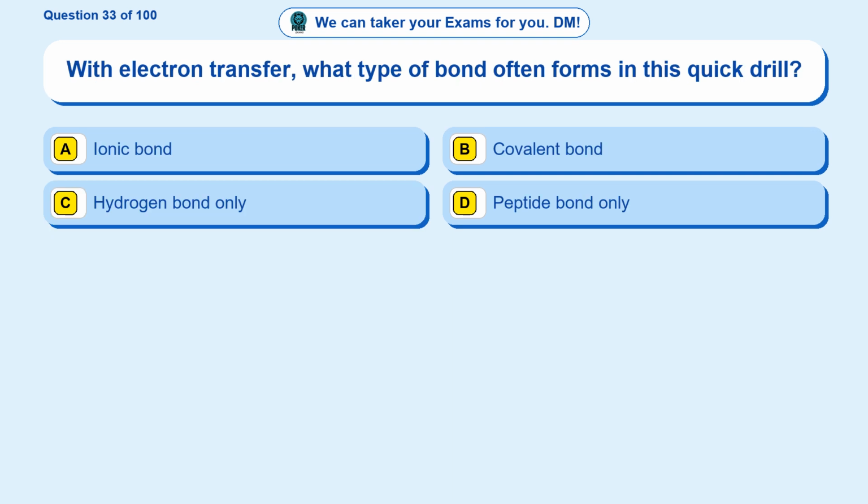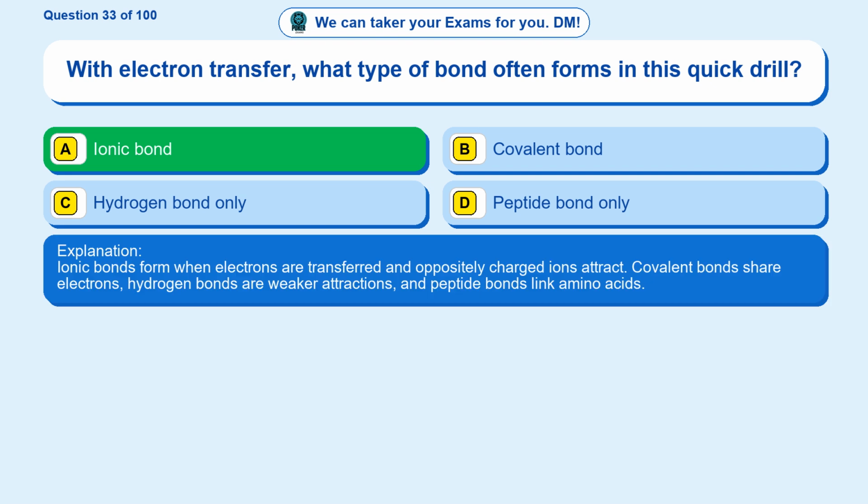Question 33. With electron transfer, what type of bond often forms in this quick drill? Option A, ionic bond. Option B, covalent bond. Option C, hydrogen bond only. Option D, peptide bond only. The correct answer is option A. Ionic bond. Ionic bonds form when electrons are transferred and oppositely charged ions attract. Covalent bonds share electrons, hydrogen bonds are weaker attractions, and peptide bonds link amino acids.